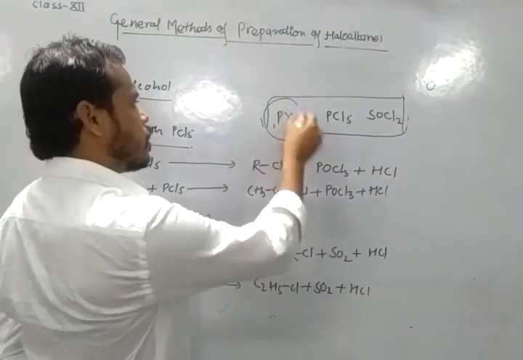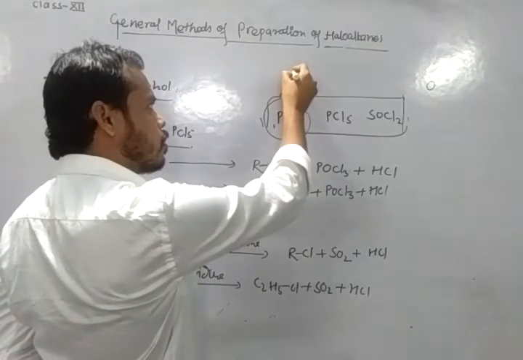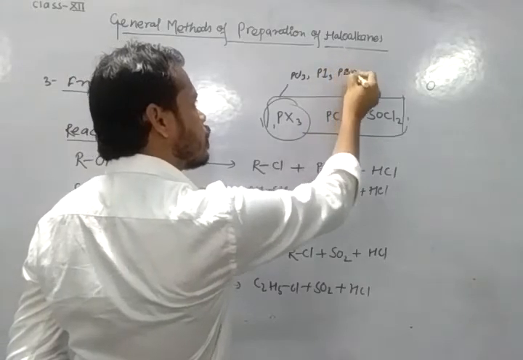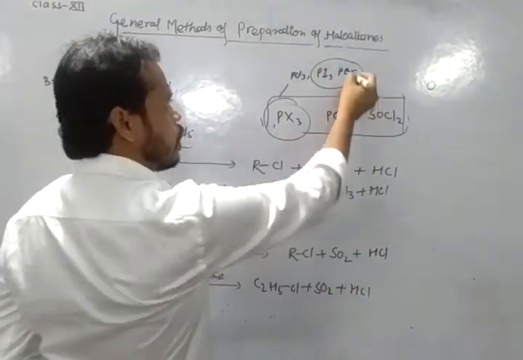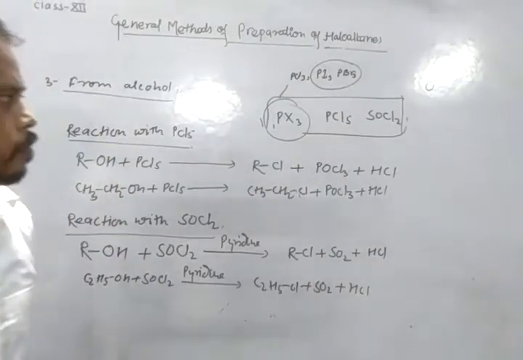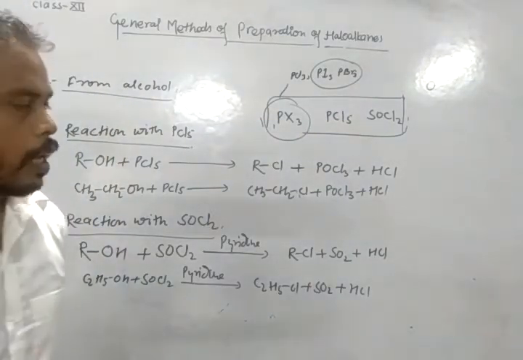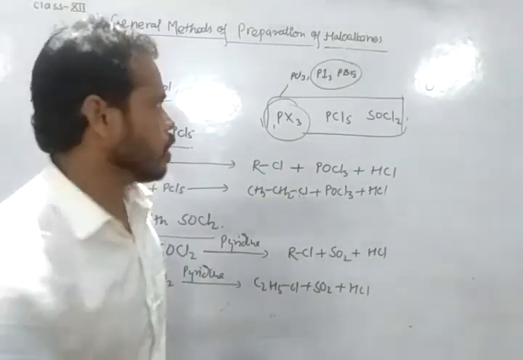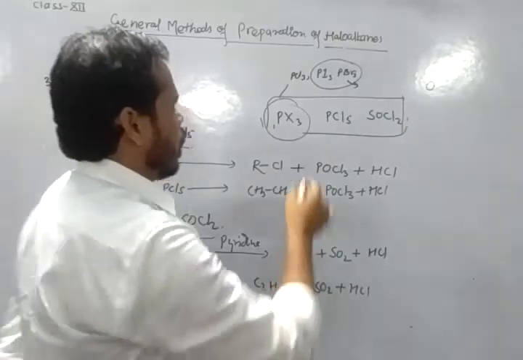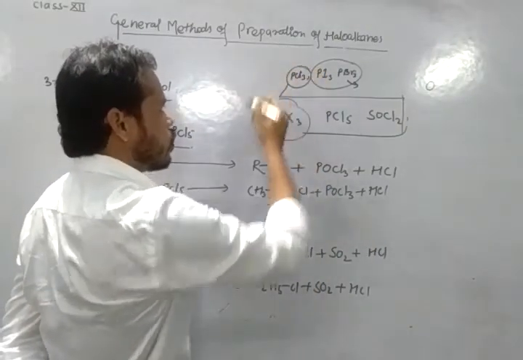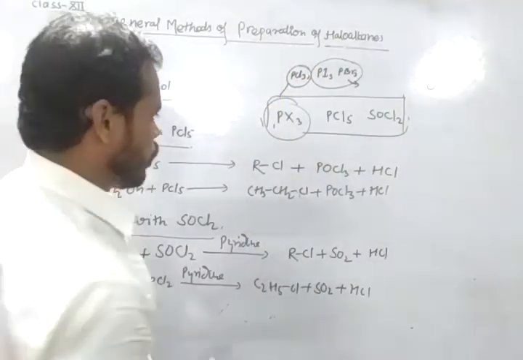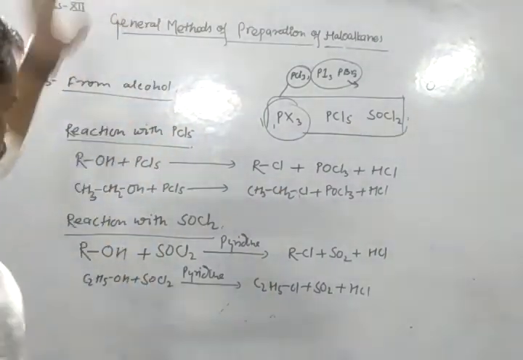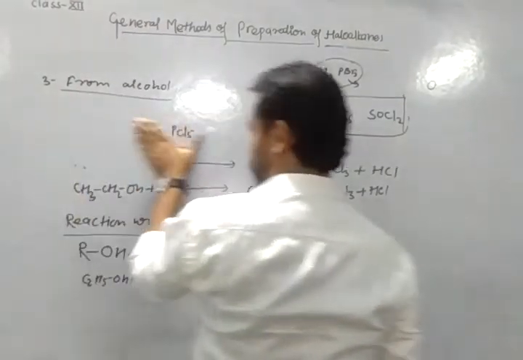Here PX3 can be PCl3, PI3 and PBr3. PI3 and PBr3 do not react directly with alcohol; in this case, iodine or bromine is taken in the presence of red phosphorus, and it reacts with alcohol to form haloalkanes. Okay. Now let us see the next method.